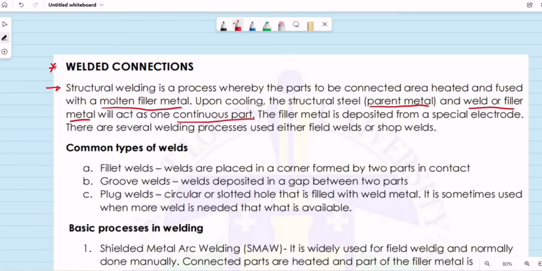The filler metal is deposited from a special electrode. There are several welding processes, either field welds or shop welds. So we have the common types of welds.